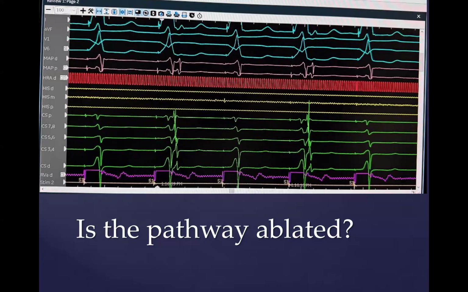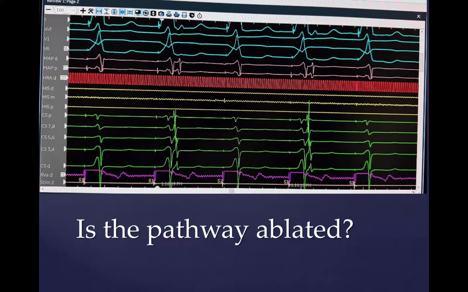That's true. And in fact, you can see that this operator, who happens to be me, didn't even have a His or an RA catheter in place because the pathway was so far from the His that, as some of you know, I will sometimes do left-sided pathways with a so-called three-catheter approach. But what are some other reasons do you think that it might be more successful if it's on the left side versus the right side?